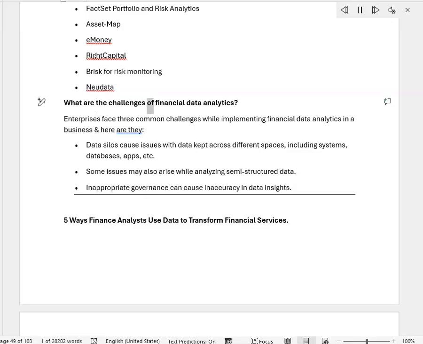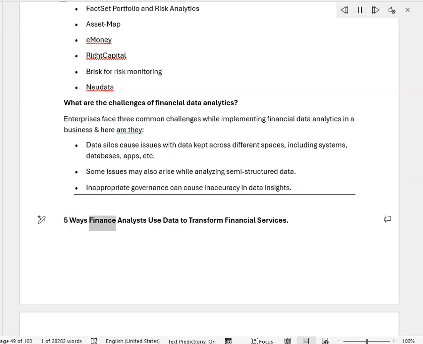What are the challenges of financial data analytics? Enterprises face three common challenges while implementing financial data analytics in a business, and here they are. Data silos cause issues with data kept across different spaces, including systems, databases, apps, etc. Some issues may also arise while analyzing semi-structured data. Inappropriate governance can cause inaccuracy in data insights.